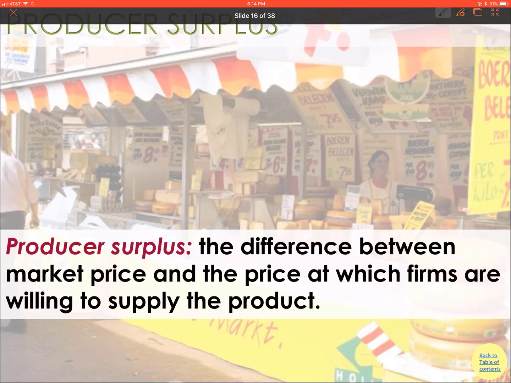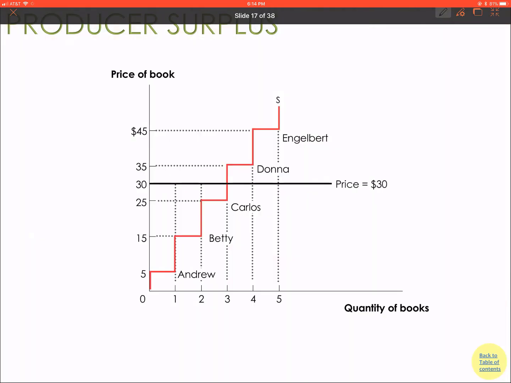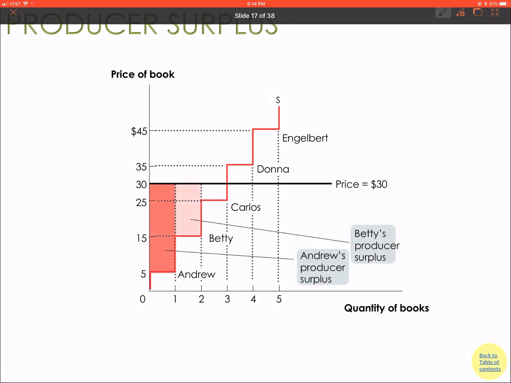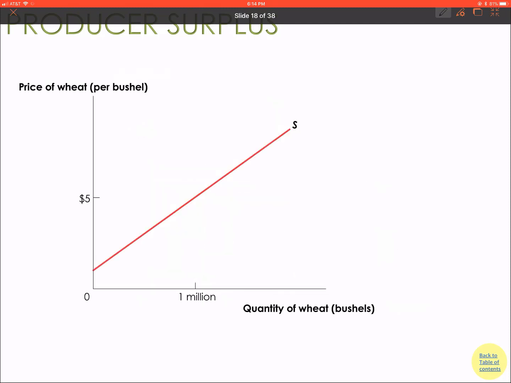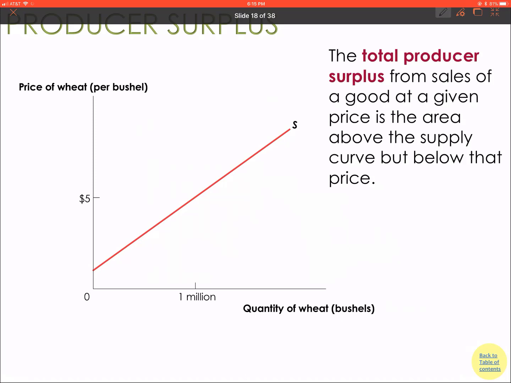So that producer surplus is just defined as the difference between the market price and the price that they actually receive, or as we know it, the difference between the supply curve and the actual market price. So generalized in a more continuous supply function with lots of people in it, lots of data points, you're going to get a total producer surplus as the area above the supply curve, below the price.